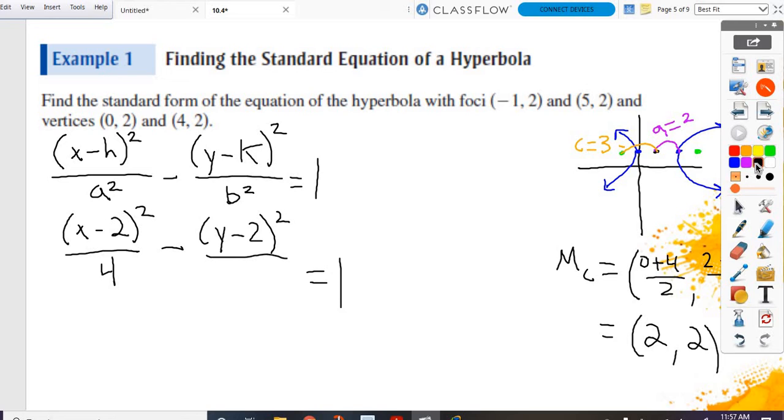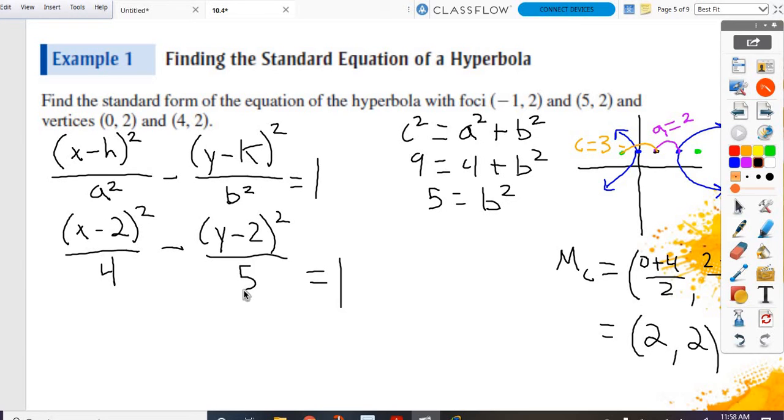Alrighty. Now, do we have anything that, if we know a and c, would help us find b? That formula, yes. So c squared equals a squared plus b squared. So then we could plug in. So we would have 9 equals 4 plus b squared. So b squared equals 5. And then I plug that in for b squared. So that would be my answer.